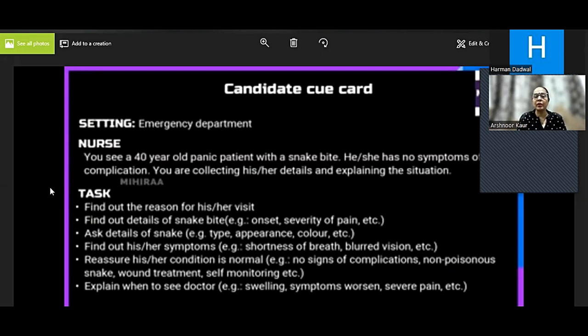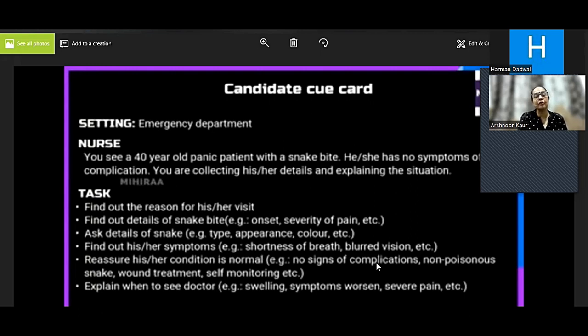For example, swelling, symptoms worsening, severe pain. You may end by saying, Lisa, I don't find any symptoms of a poisonous snake. So in this case, it seems that this was non-poisonous and you are safe. Otherwise, I'm giving you a pamphlet which has the complete information regarding do's and don'ts. At this time, be relaxed and you can lie on the bed comfortably.